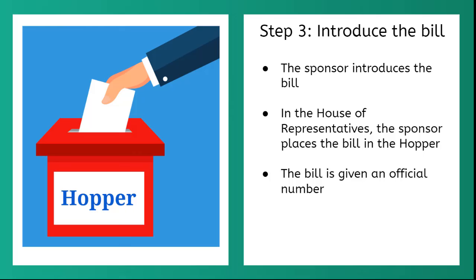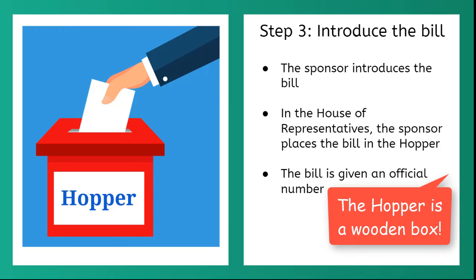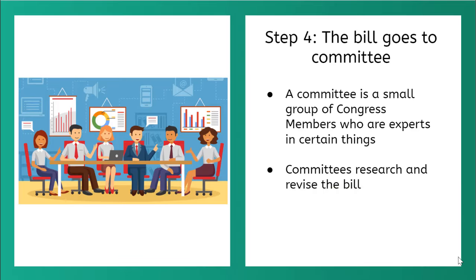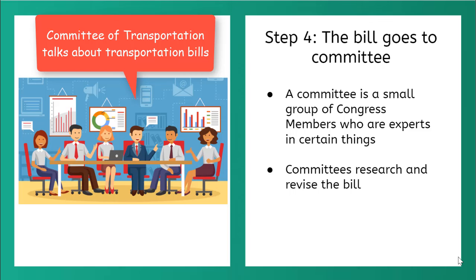In the House of Representatives, the sponsor just needs to drop the written draft into a wooden box called the hopper. From there, the bill will be given an official number and be sent to a committee. A committee is a small group of Congress members who are experts on certain topics. For example, if the bill is about providing public transportation like buses, it will go to the Committee of Transportation.